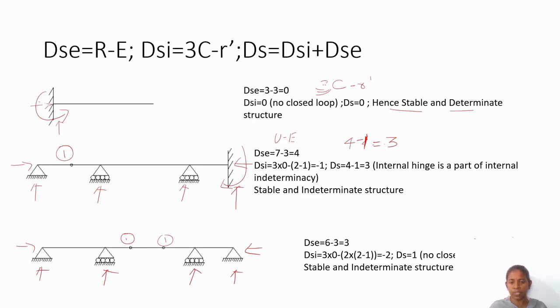Internal static indeterminacy is 3 into C. There is no closed loop. So 3 into 0 minus ultimately 2 releases possible. For this hinge connected with the 2 members, it is M minus 1 equal to 1. This hinge connected with the 2 members, M minus 1 equal to 1. So 2 releases are possible, so you can deduct minus 2. So external indeterminacy deducting internal indeterminacy will become 1 indeterminate. This structure is 1 determinate. Next one.